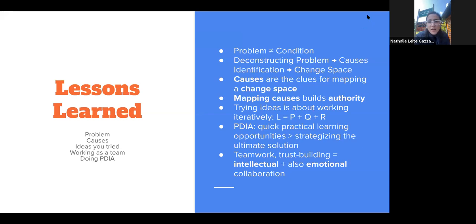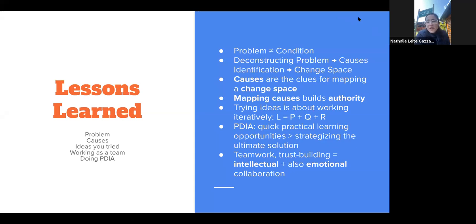We also learned this practice of quick practical learning opportunities. We got better at finding these opportunities, and understanding that finding and tackling them is way more important than strategizing for the ultimate solution. Always strategizing for the ultimate solution can be very paralyzing, while finding and getting the work done on these quick practical learning opportunities is the contrary of paralyzing. It kept us moving through the process.